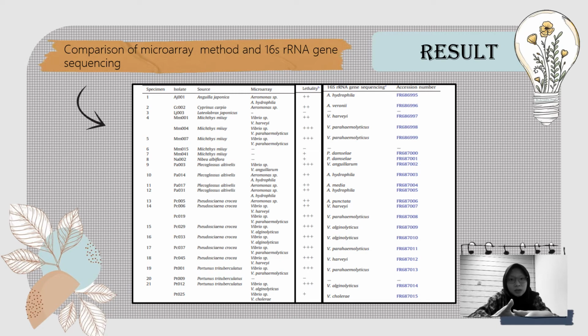However, isolates of Pseudomonas damselae from Miichthys miiuy and Nibea albiflora can only cause mild symptoms such as skin ulcer and have a lower mortality rate. Two bacterial strains from Plecoglossus altivelis, 1 from Larimichthys crocea, and 1 from Cyprinus carpio were identified as Aeromonas species, which is at the genus level.